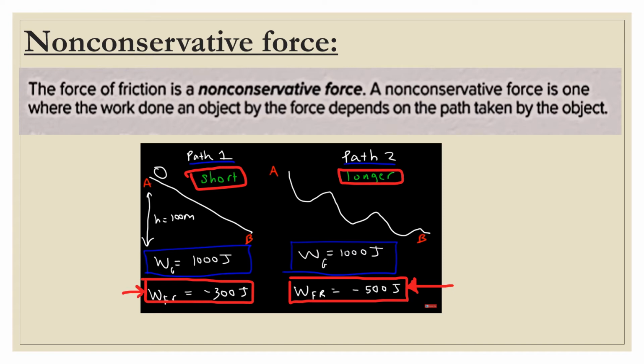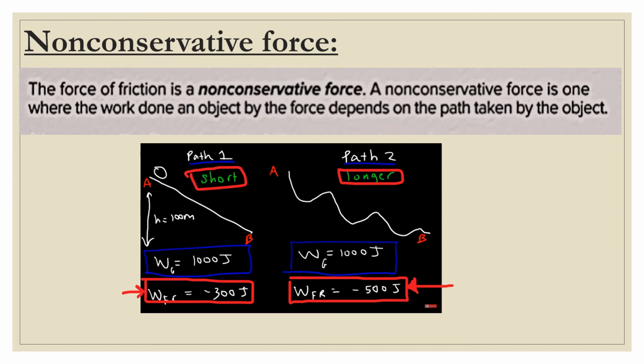Therefore the friction force is more. And as you can see, for path 1, the work of the friction force is equal to negative 300 joules, negative because it slows down the object. Path 2 has a work of friction force equal to negative 500 joules, because it also slows down the object. So as you can see here, let's read the note.